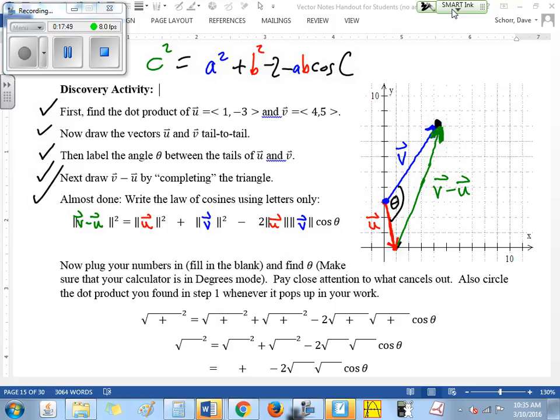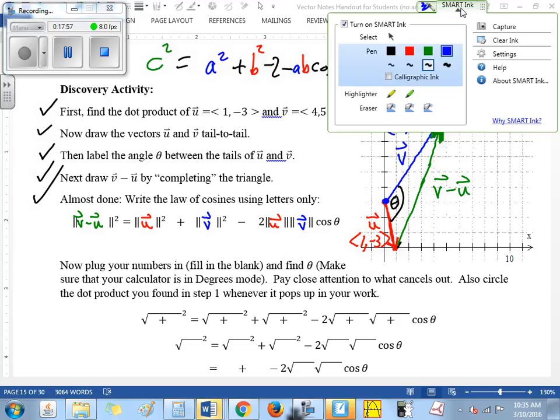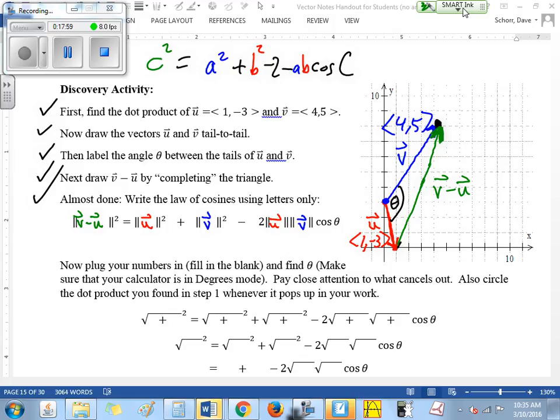Hold on. We know that this vector is 1, negative 3, right? We know that this vector is 4, 5. We never found the green one. What is blue minus red? So blue vector minus red vector. Just do an algebraic subtraction for me. So what's 4, 5 minus 1, negative 3? What is it? 3, 8, yes. Okay, good.